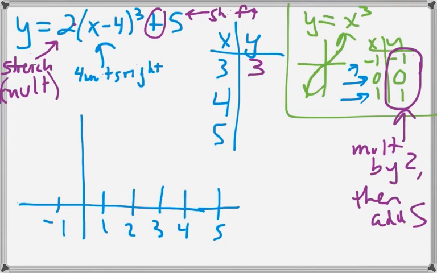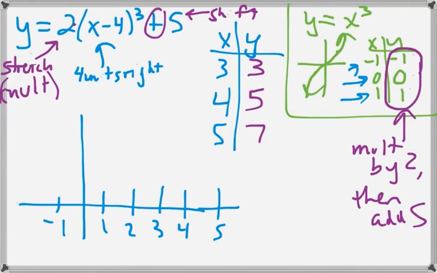Okay, then the next one is 0. So if we take 0 times 2, we have 0. And then we'll add 5, so we'll have 5 there. And then same for the last y value, which is 1. So 1 times 2 is 2, plus 5 gives us 7. And so now we have the y values of our points.